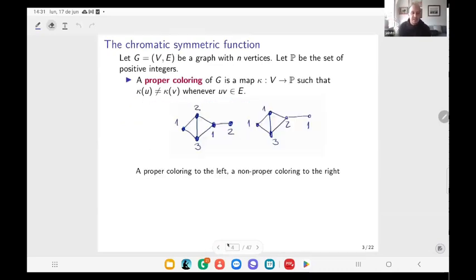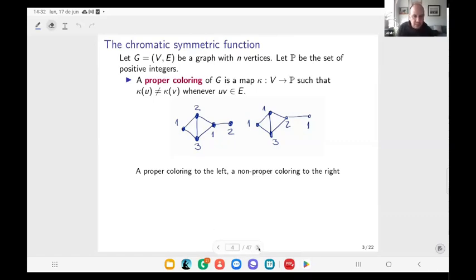Okay, so this is a little example. If you look at the graph on the right, where the numbers are the colors, you see that there is an edge that is monochromatic with color 1, and so the coloring on the right is not a proper coloring, while the coloring on the left is a proper coloring.